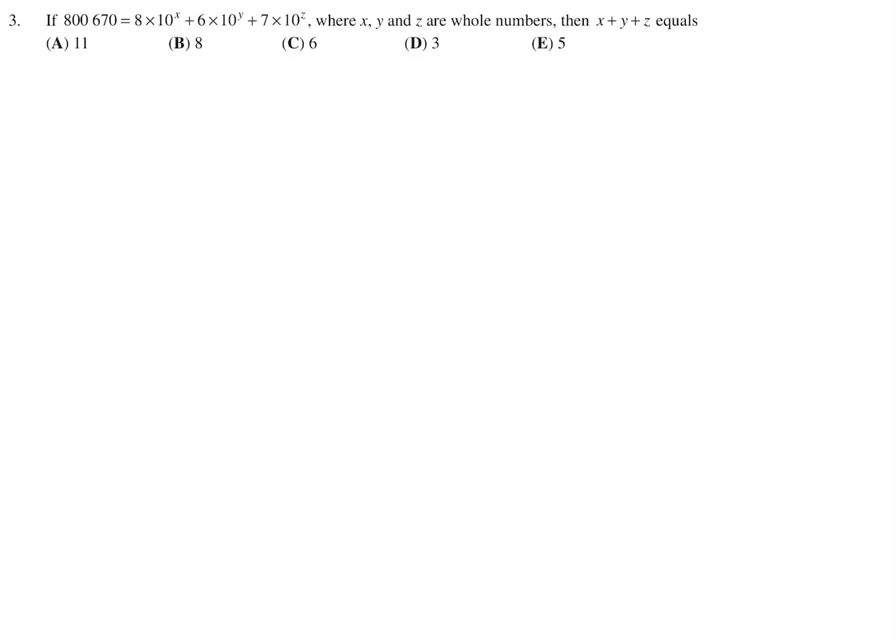800670 is equal to 8 times 10 to the x plus 6 times 10 to the y plus 7 times 10 to the z. X, y, and z are whole numbers. Then what is x plus y plus z?